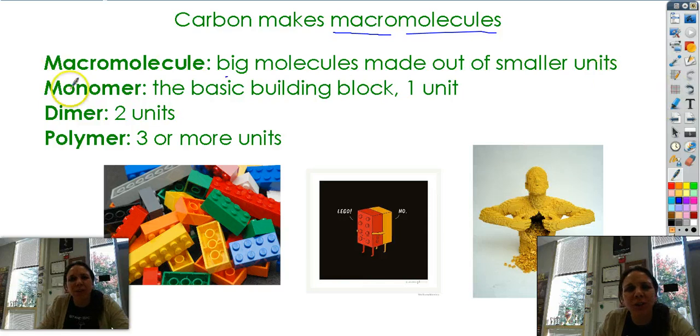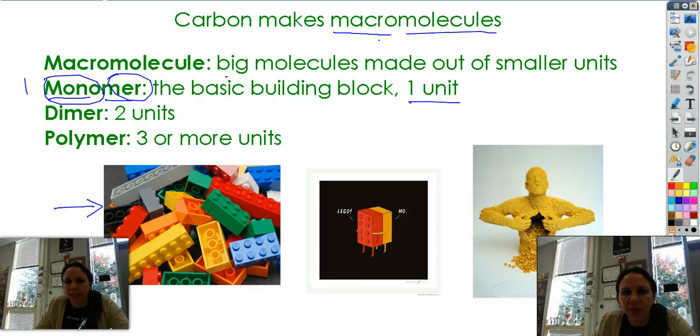Now those smaller molecules we call monomers. Mono just means 1, mer means unit. So right here, 1 unit. So monomers are the basic building block of macromolecules. So these Legos right here are monomers. As you can see, there's lots of different kinds, but they're all individual. There's some big long ones right here. There's some short ones. There's little tiny ones like that, but they're all different. And so there's lots of different kinds of monomers, depending on what type of molecule we're looking at. So depending on the molecule, we've got lots of different monomers.